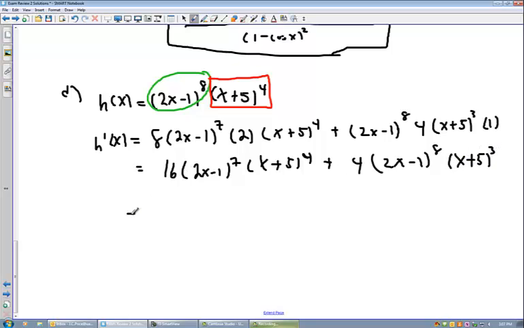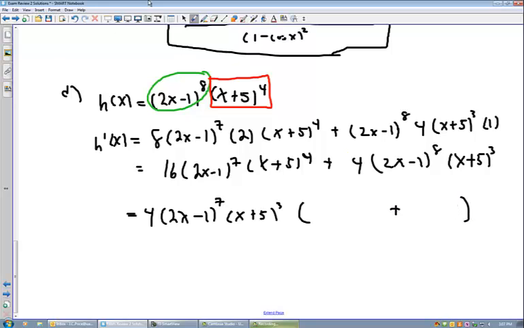And now I want to pull out what they have in common. So they have a 4 in common. They have a 2x minus 1, and you always pull out the lowest power, so it's to the 7th. And they also have an x plus 5 in common, and now what's the lowest power here? You have a 4 and a 3, so that's a 3. And you play this game, what goes here plus what goes there.